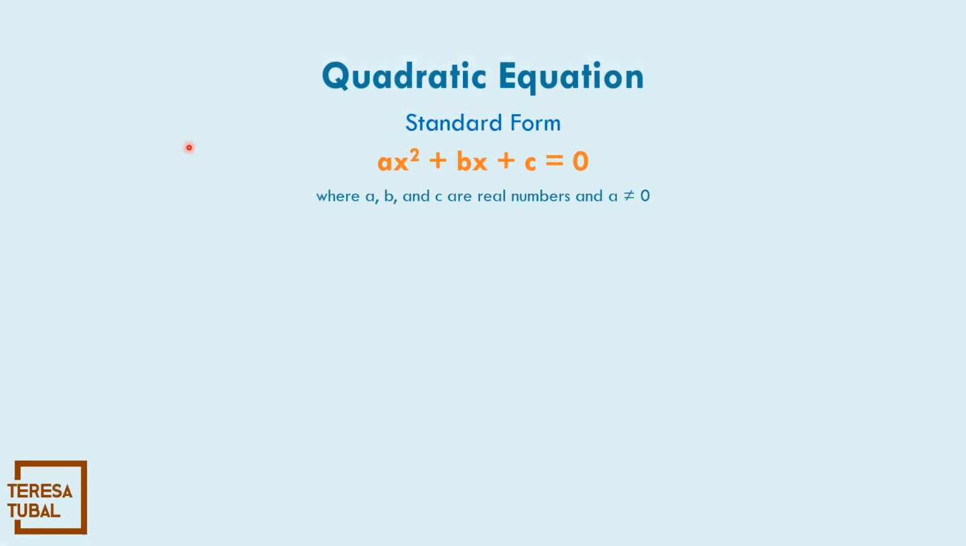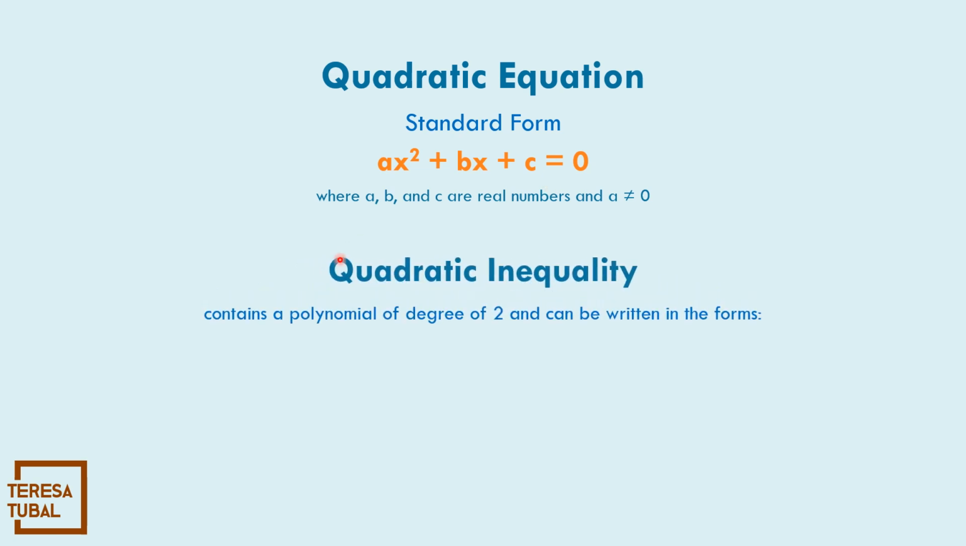A quadratic equation in standard form is ax squared plus bx plus c equals 0, where a, b, and c are real numbers and a should not be equal to 0. If a is equal to 0, it means this is not a quadratic equation. This is a linear equation.